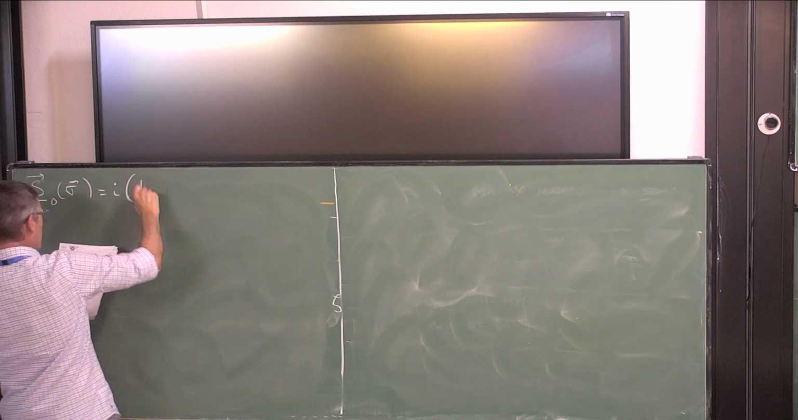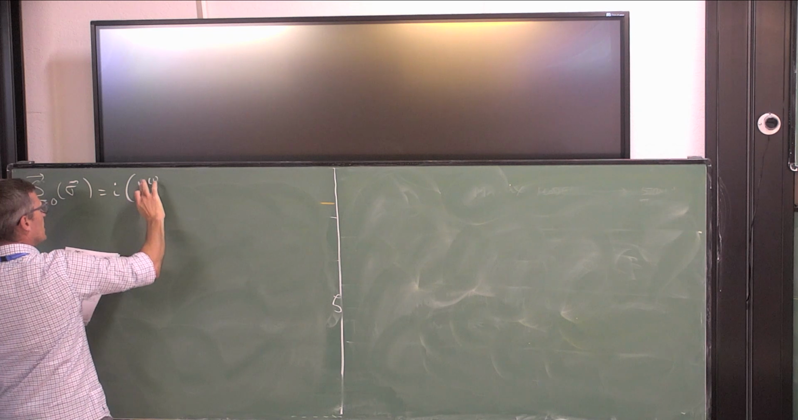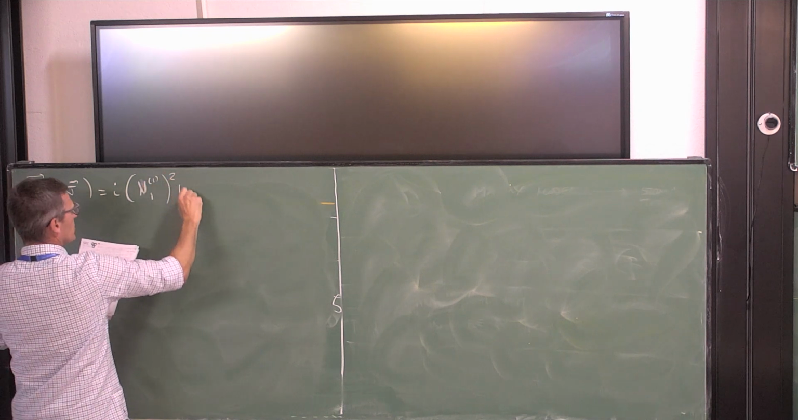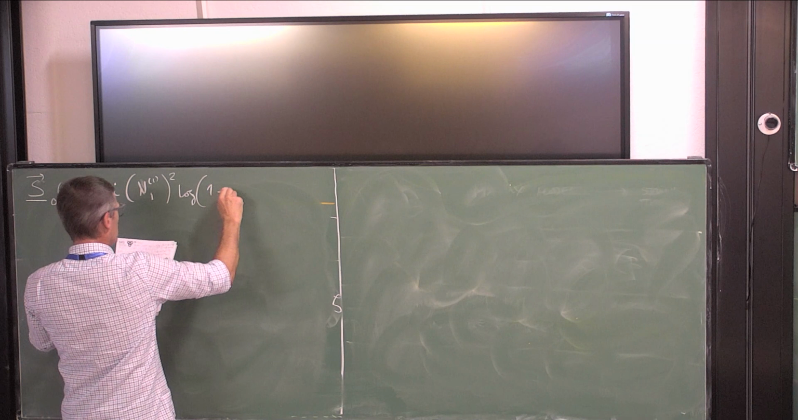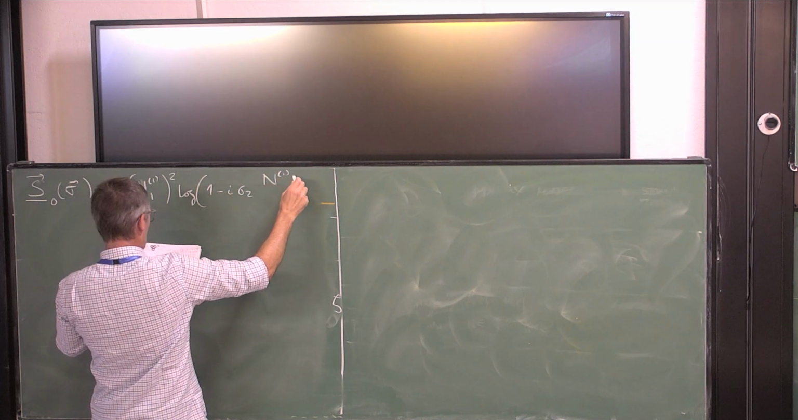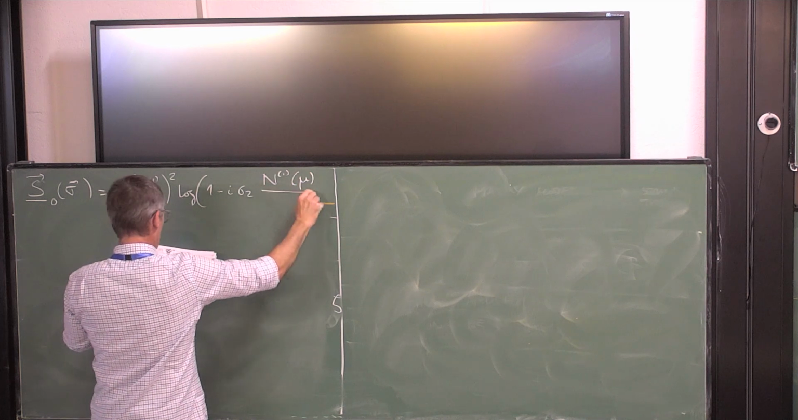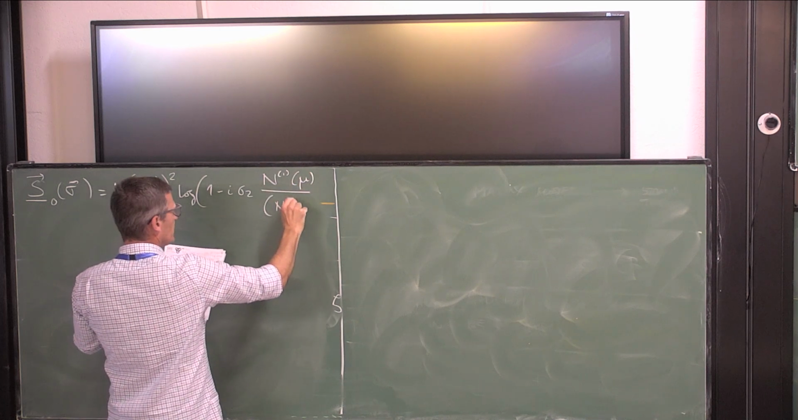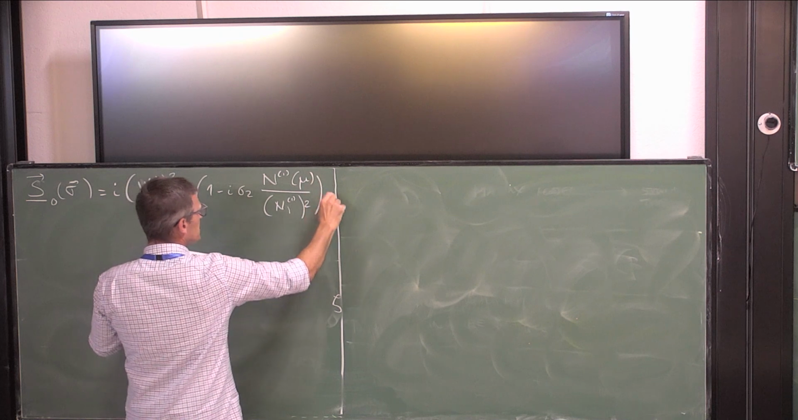It looks like this. This is an n. So let me just write it all, and then I'll say what the different things are.